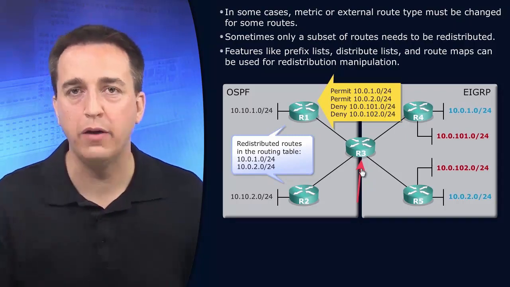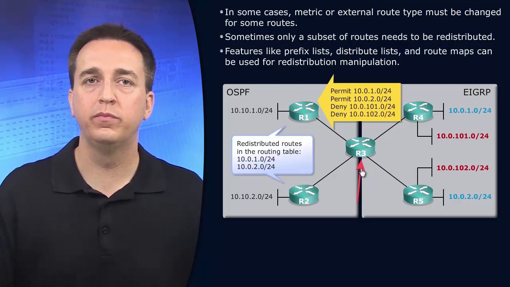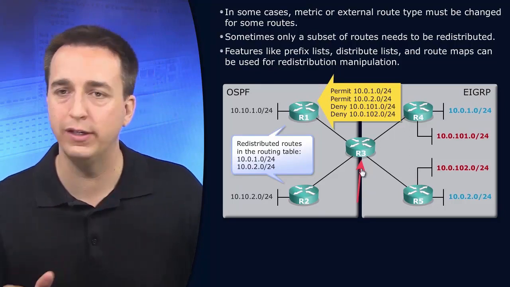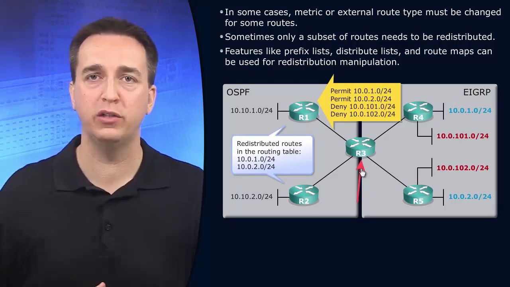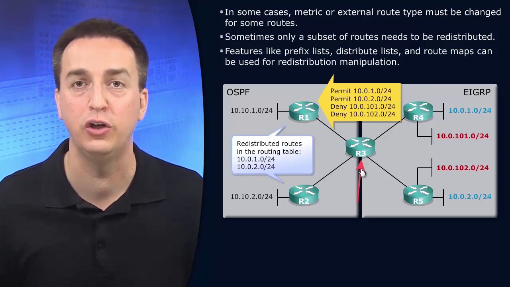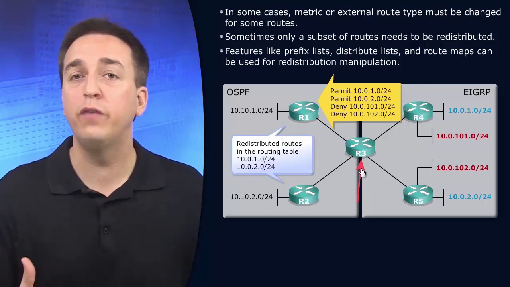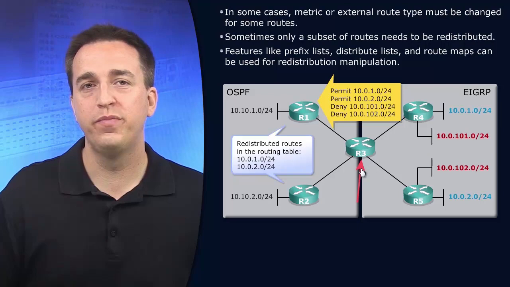Every single route is redistributed. Every single route is treated the same way when it's redistributed as well. So it's going to have a default metric type of E2. It will have a default metric of 20.